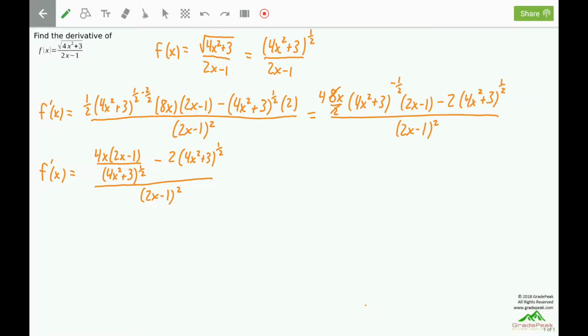What we're going to need to do is combine those terms in the numerator into one fraction, and we need a common denominator. So I have to multiply this other one by 4x squared plus 3 to the 1/2 over itself, to get a common denominator between those terms so that we can combine them.